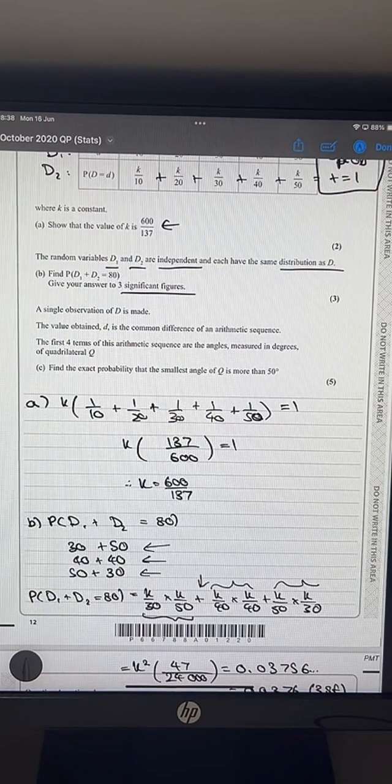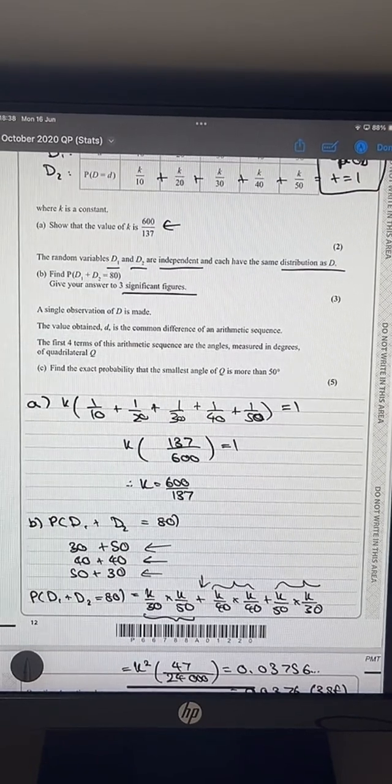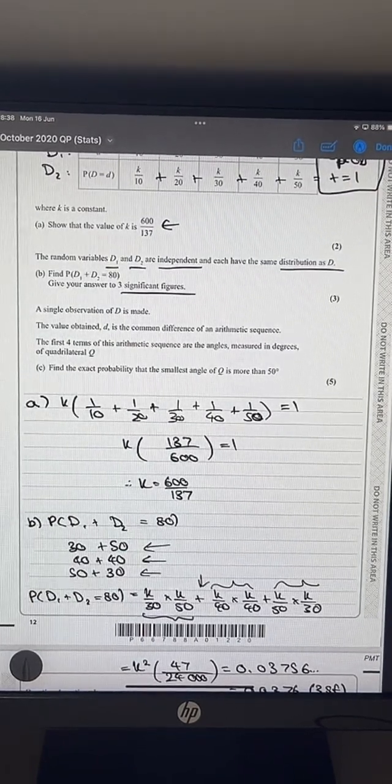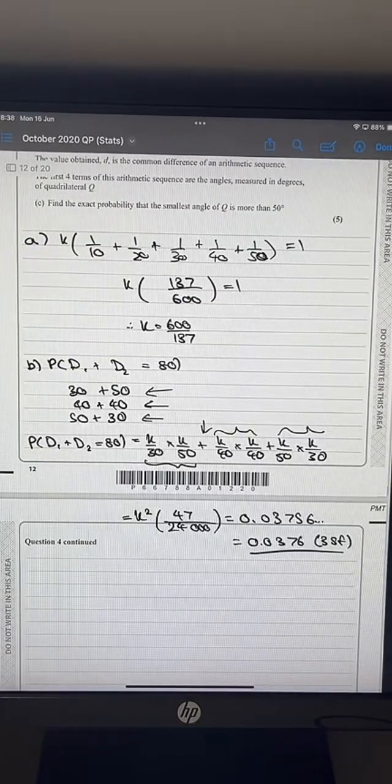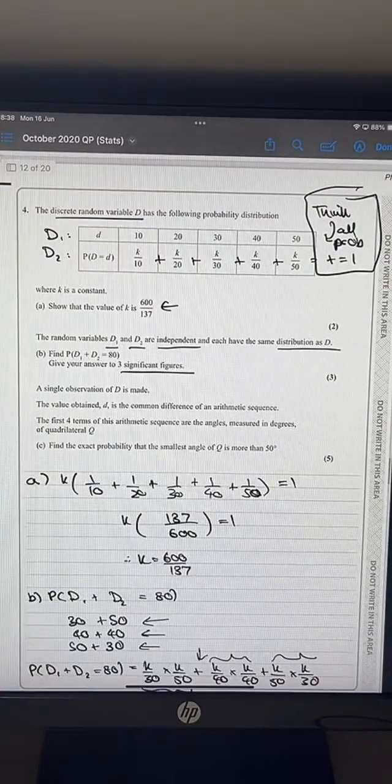I've never seen these types of DRV questions. I still don't get it. Okay. Let me just think, how else could I explain this differently?